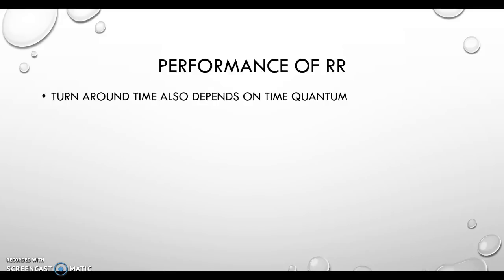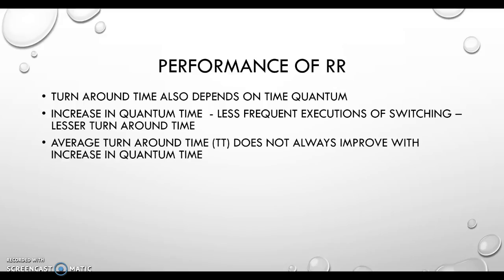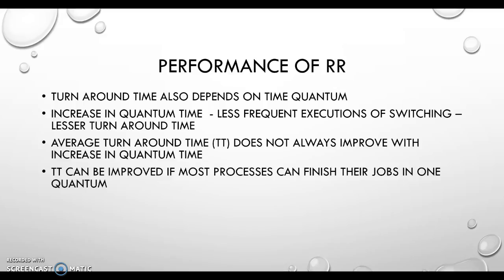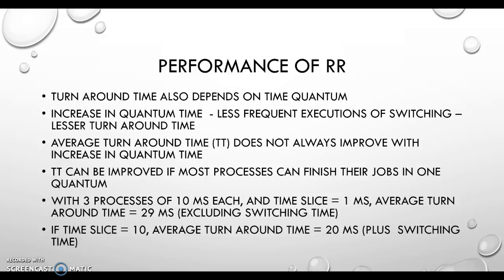The turnaround time also depends on the time quantum. An increase in the quantum time means less frequent switching, hence lesser turnaround time. But average turnaround time does not always improve with an increase in quantum time. It can only be improved if most processes can finish their jobs in one quantum. For example, with 3 processes of 10 milliseconds each and a time slice equal to 1 millisecond, the average turnaround time becomes 29 milliseconds, excluding the switching time. If we increase the time slice to 10, then the average turnaround time becomes 20 milliseconds.